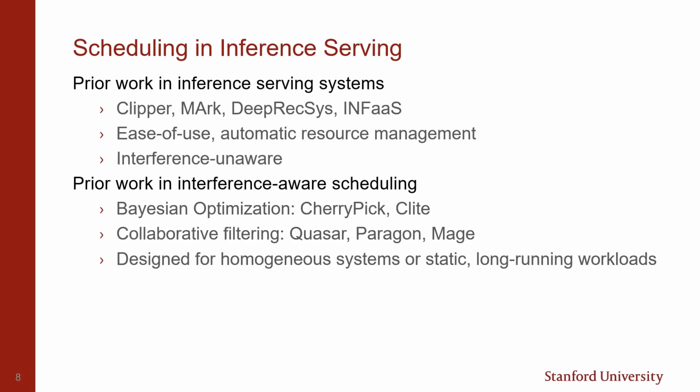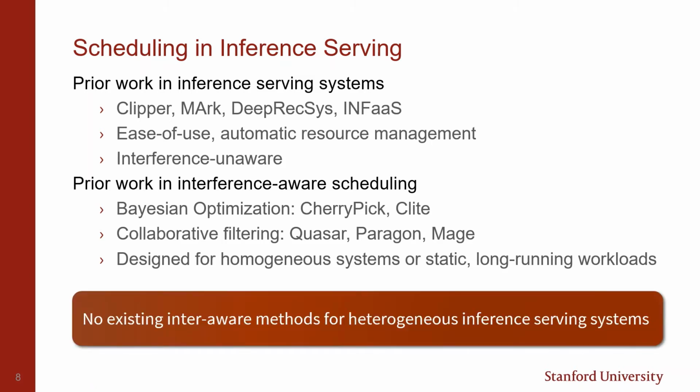Next, let's talk about the prior work that's been done in interference-aware scheduling. Interference-aware scheduling is a well-studied subject. However, we note that these approaches that have been previously proposed were really designed for homogeneous systems or for workloads that are static and long-running. These frameworks are not suitable for inference-serving systems because inference-serving systems are highly dynamic and are not necessarily long-running. For instance, the inference execution typically only sustains for a few milliseconds.